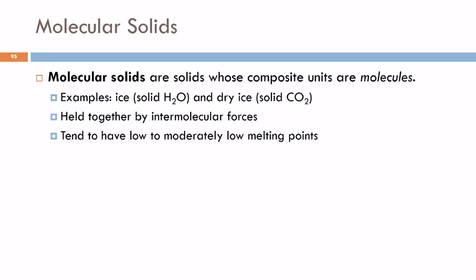So a molecular solid, as the name suggests, is a solid where the individual units are molecules. Examples of this would be ice, which is solid water, and dry ice, which is solid carbon dioxide. So the individual units are not atoms or ions, but molecules. The molecules are held together by intermolecular forces. And because intermolecular forces are fairly weak, molecular solids tend to have low melting points.